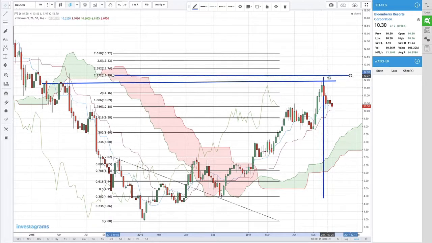There's a confluence between the Fibo resistance and the monthly resistance in Bloom. So we'll talk about Fibos and Kumos later on. But this just shows you the importance of looking into the monthly time frames. Here's another one, STI.